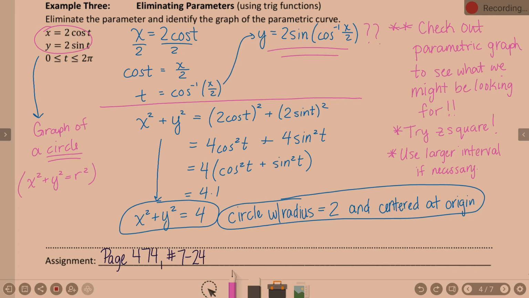You have some homework time to get working on, yes? Okay. 7 through 24 on page 474. And I might show you one other quick thing on the calculator too.